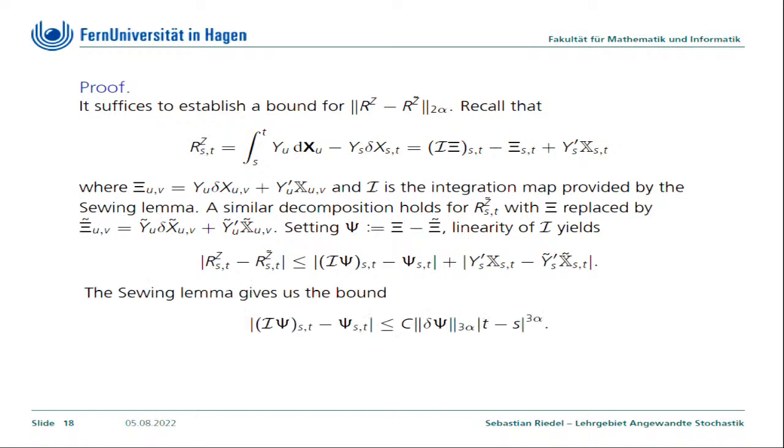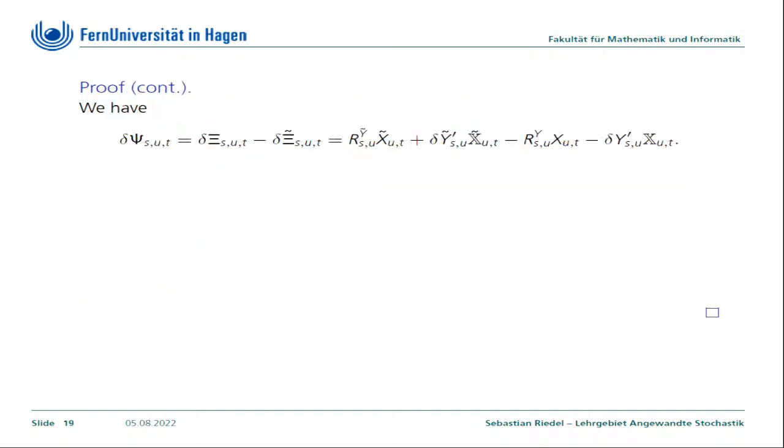Okay, so we have to estimate both of these terms. So first, the Ewing lemma gives us this bound here. It's for free. But still, of course, we have to continue to calculate delta of psi in the 3 alpha norm. So let's do the calculation. The delta operator is a linear operator, so we just have to look at the difference between delta xi and delta xi tilde. And so you plug that in here.